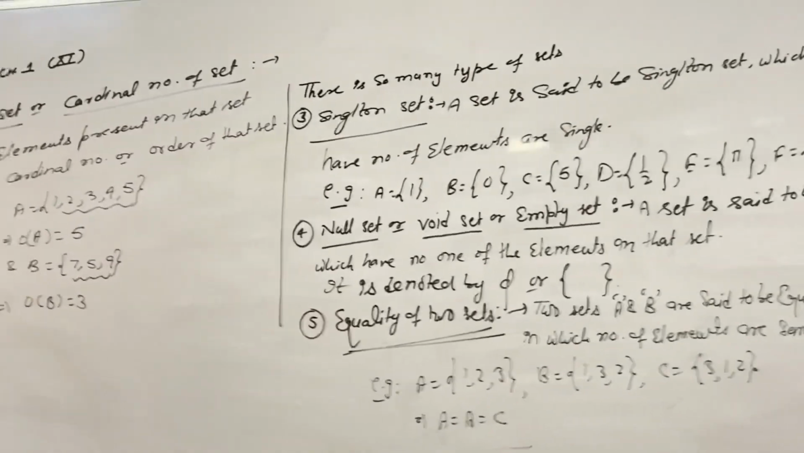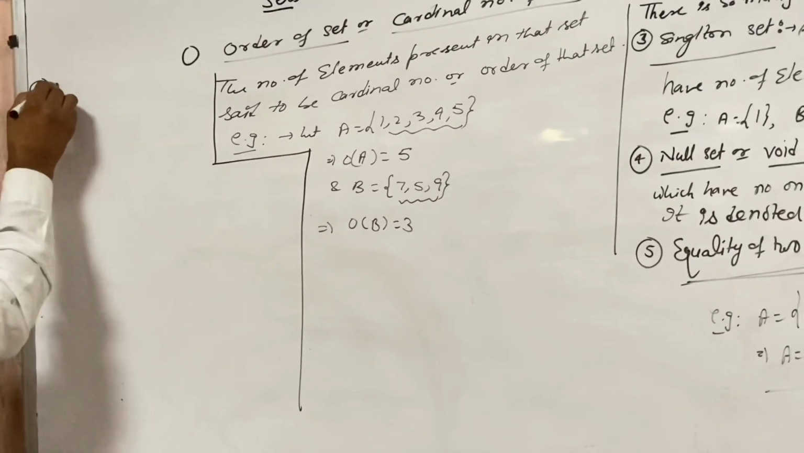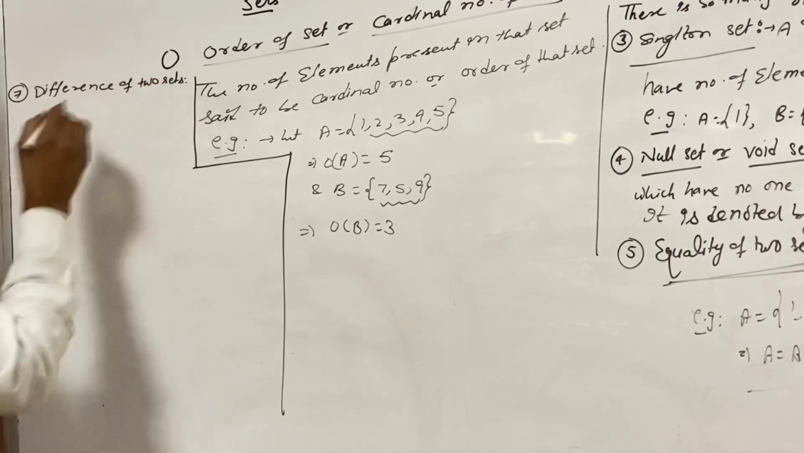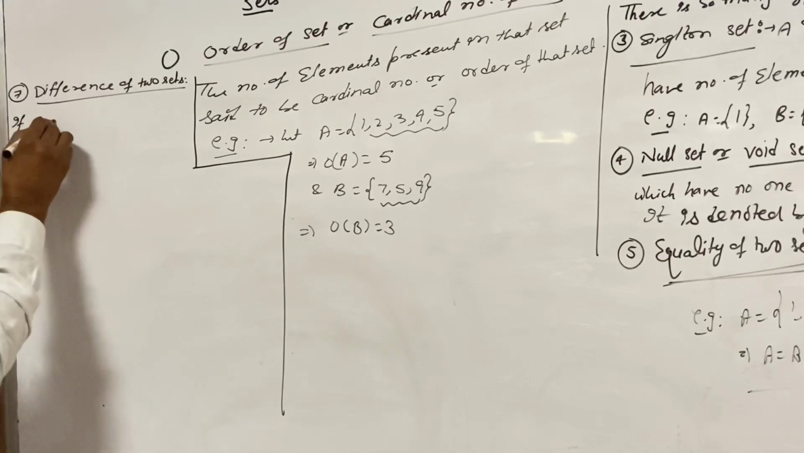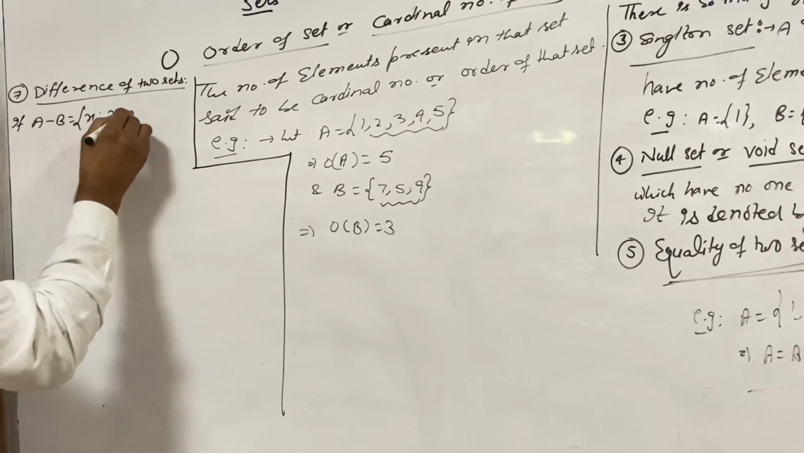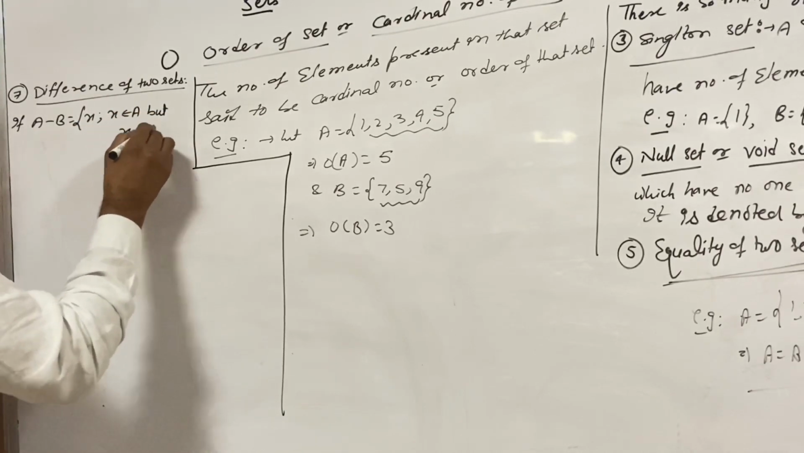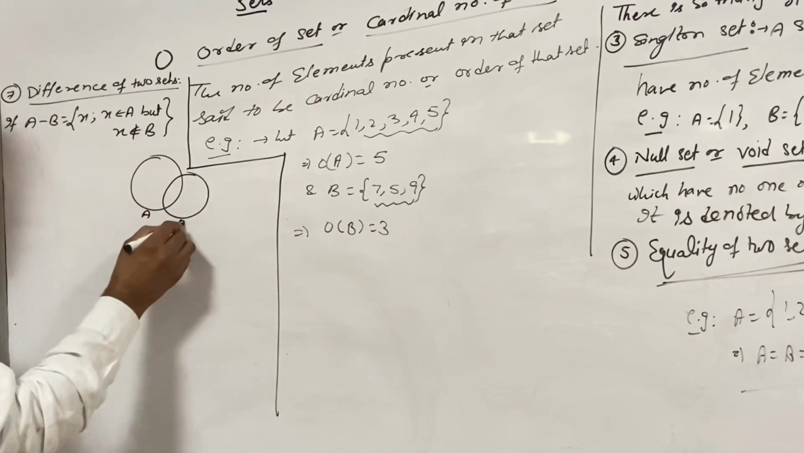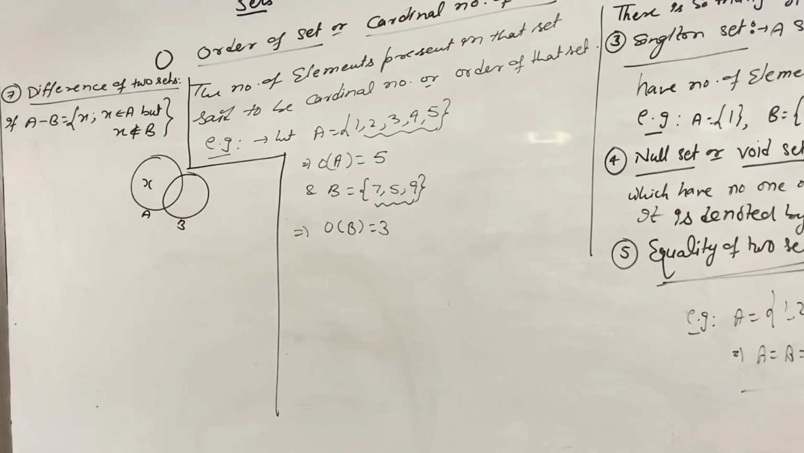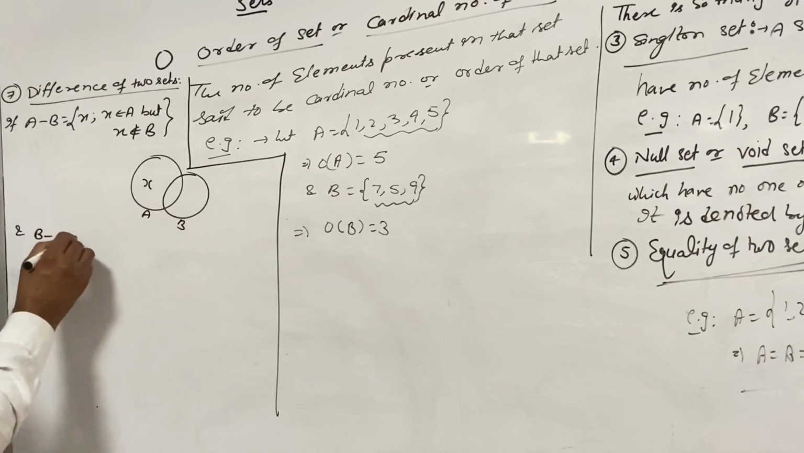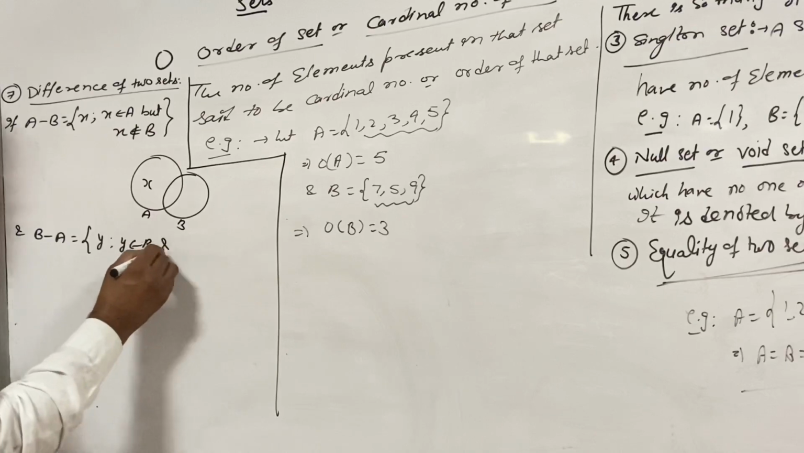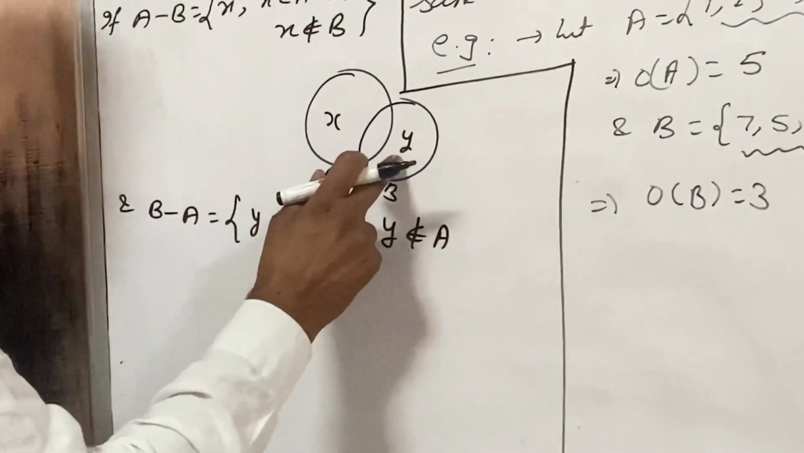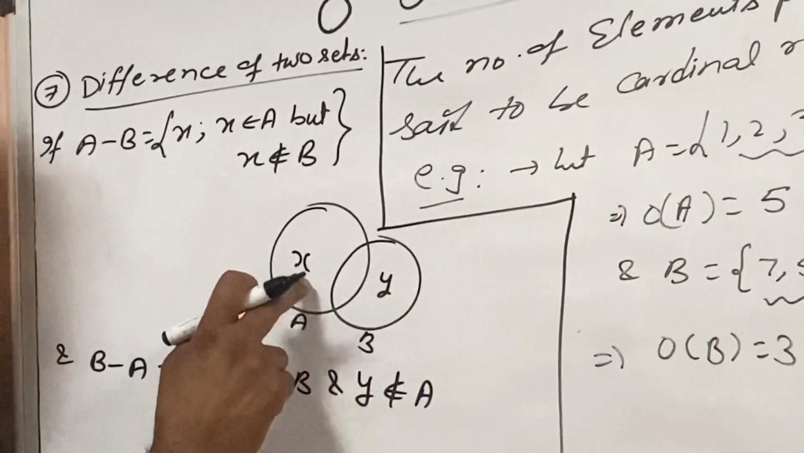Next, number 7, difference of two sets. If A minus B equal to X such that X belongs to A but X does not belong to B, it means this is set A, this is set B, X lies in A but not in B. And B minus A can be written as Y such that Y belongs to B and Y does not belong to A.